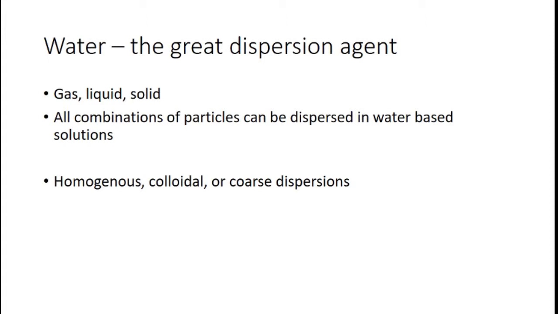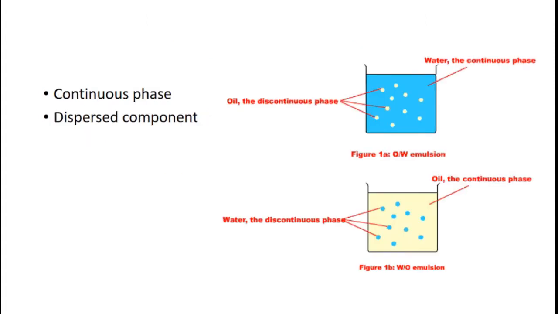Water is fascinating and fun in food systems because it exists in all three states of matter. It can be a gas, liquid, or solid. And we can see any number of combinations of these dispersions in place. And again, with those homogeneous, colloidal, or coarse dispersions as well.